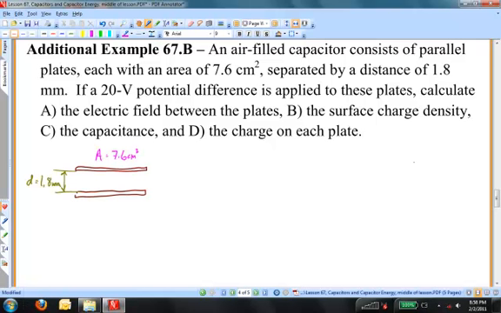Here's a sketch of the capacitor. It's got its plate separation of 1.8 millimeters. I'm going to convert that to meters. And it has a plate area of 7.6 square centimeters. I'll have to convert that into square meters.